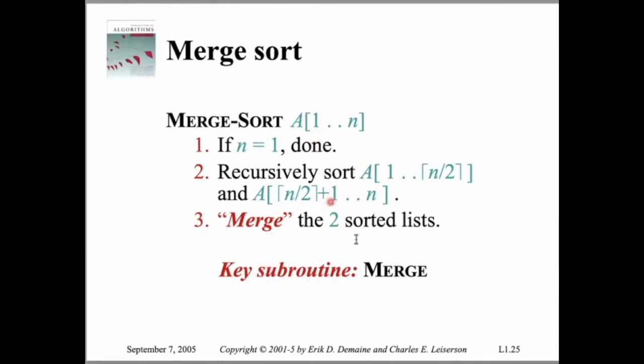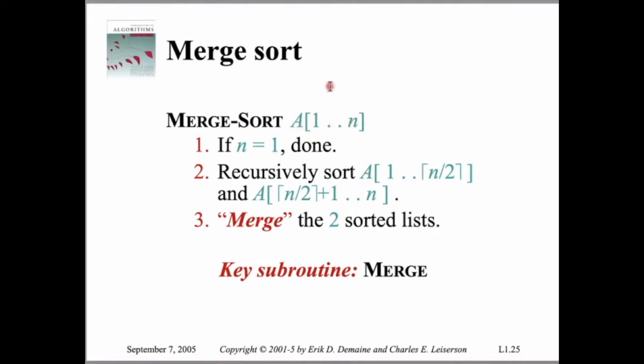Ang ginagawa is, as an input, we have the whole set of sequence from 1 to n. If n is equal to 1, so if isa lang yung content ng array natin, then tapos na because trivially sorted na yung array or a sequence of elements na isa lang yung content. Okay? And then, if hindi n is equal to 1, we recursively sort this array by dividing this array into two parts.